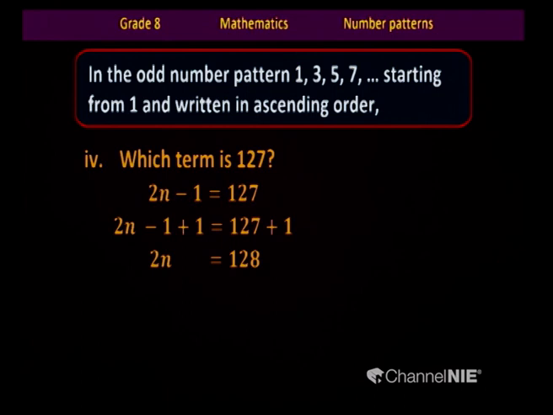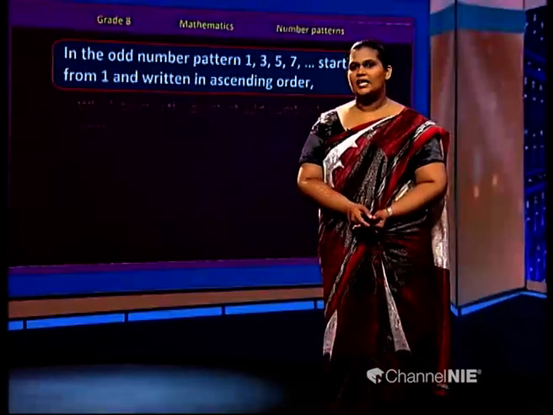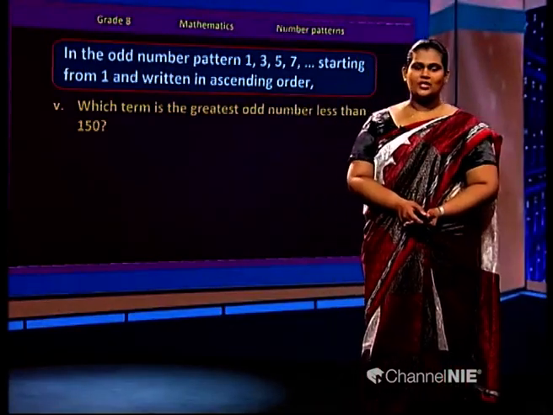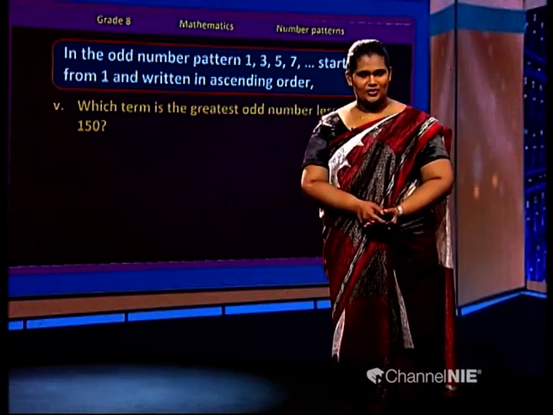128. Right. Now, only the multiplication is there on my left hand side. So, 2n means 2 multiplied by n. To get rid of the multiplication by 2, we have to divide both sides by 2. Therefore, we get the value of n as 64. That means 127 is the 64th term of this number pattern. Right. Then we will move on to the fifth part of the question.